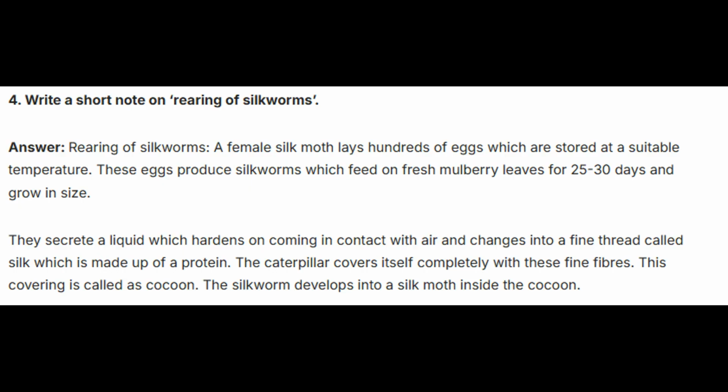The caterpillar covers itself completely with these fine fibers. This covering is called a cocoon. The silkworm develops into a silk moth inside the cocoon.